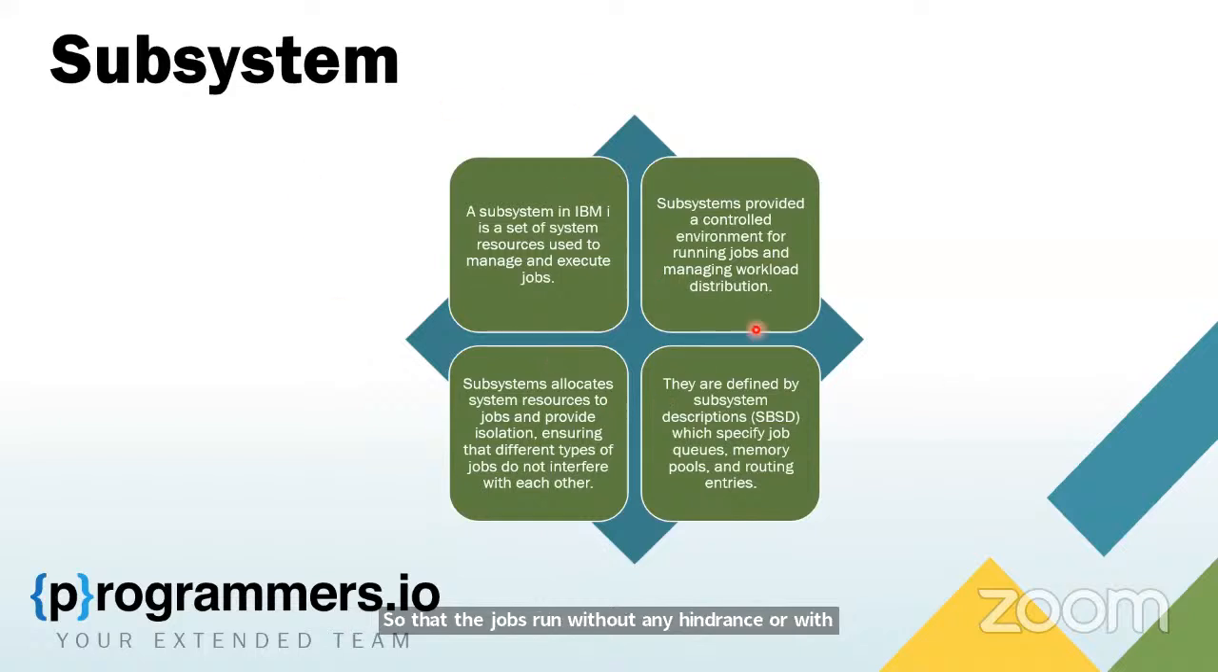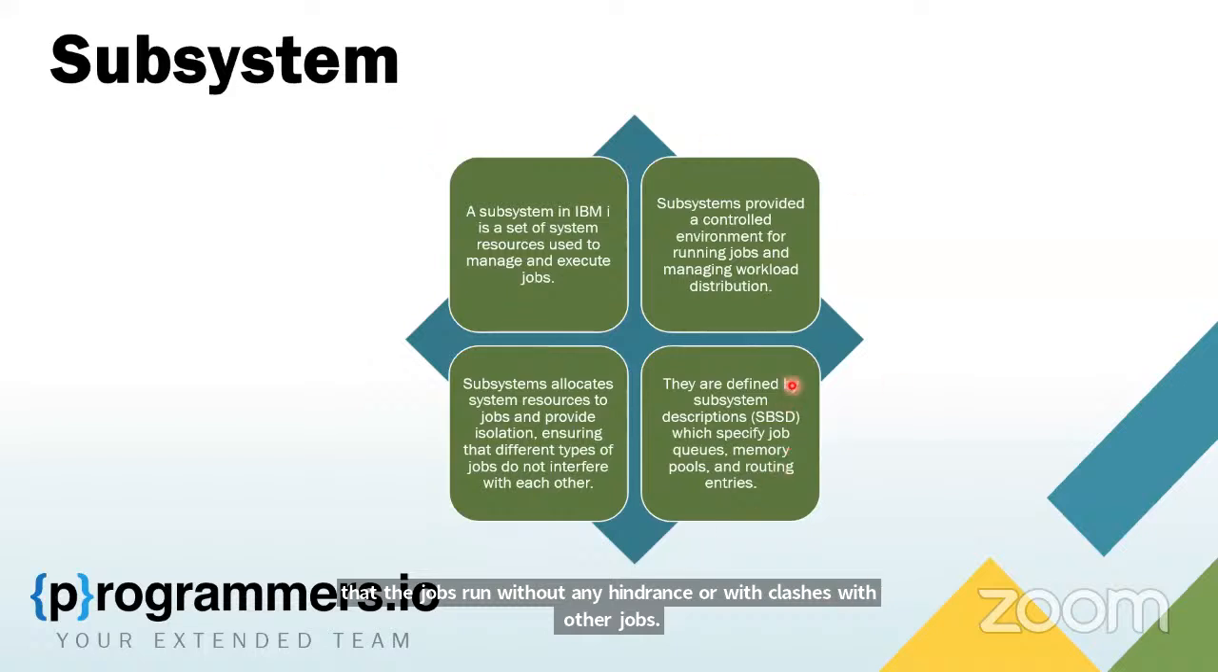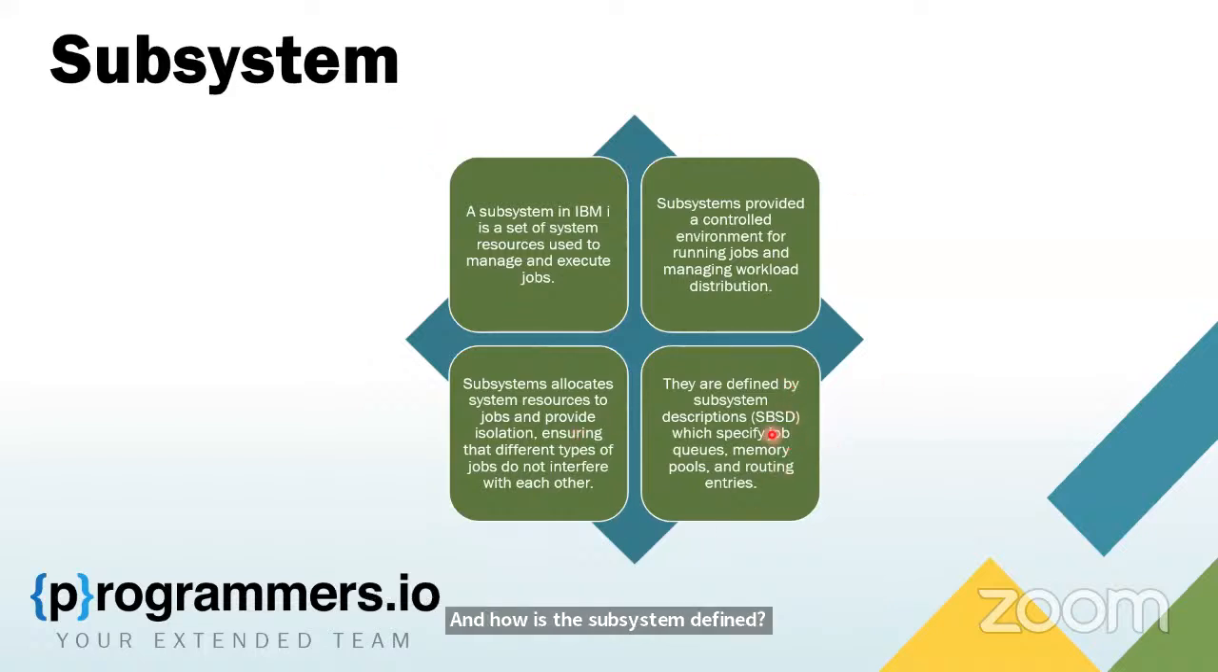And how is a subsystem defined? A subsystem is defined using an object called subsystem description. So in this description object, we specify how many job queues there are, all the job queues that are attached to the subsystem, how much memory this subsystem should be using, and the routing entries. Routing entries are something like which job to call, which job queue to use, and when executing, when to change to the other job. These kinds of rules are set up using the routing entries.